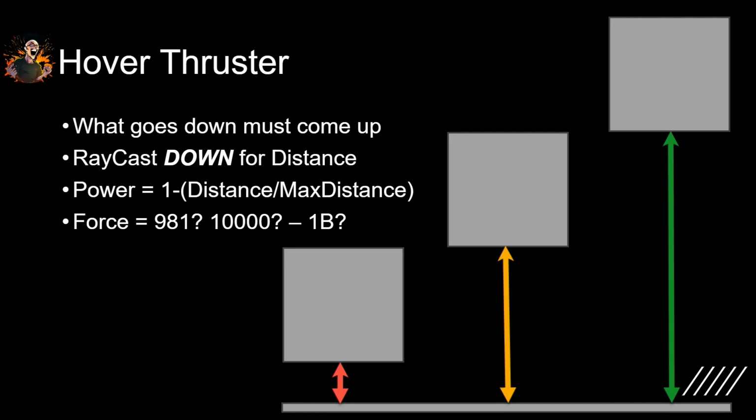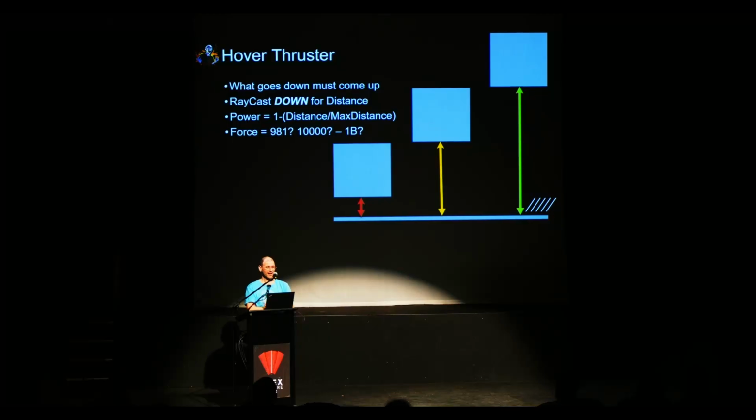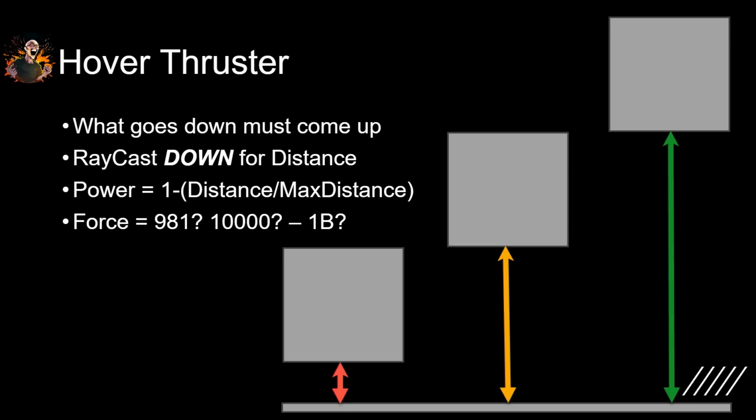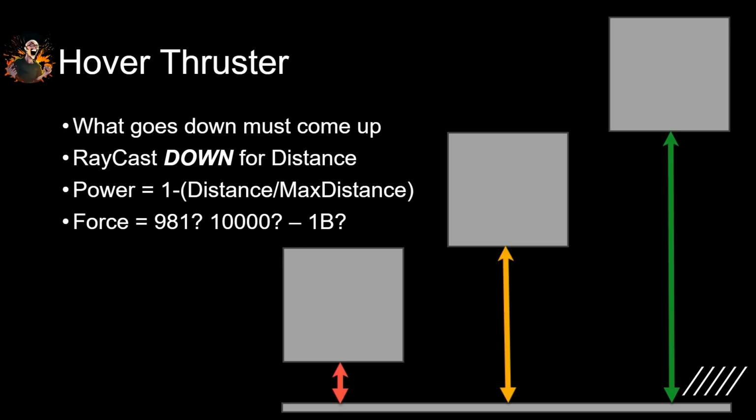All right, so hover thruster. What goes down must come up. So first off, we're going to ray cast or line cast down for the distance. So we just figure out how far it is from us to whatever's beneath us, and we establish a power level from that. We say maximum distance. So if it's 3 meters or 5 meters or 1 meter, we're going to divide whatever our distance was by that maximum distance. That'll give us a number between 0 and 1. Now, as we're closer to the ground, it's going to be 0, so we want to reverse this. We're going to do 1 minus whatever we get from that. So as we're closer to the ground, that means our power level is going to be wanting to put more force into pushing us back up.